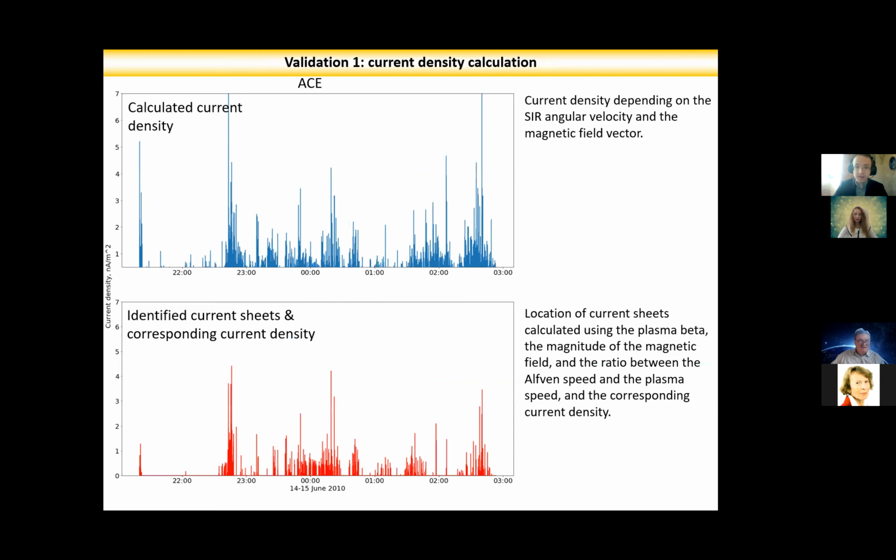But here's the comparison of the calculated current density and the current sheets our method has identified and their corresponding current density. As you can see, the location of the current sheets is largely the same, especially when it comes to identifying clusters of current sheets. The correlation overall for the two SARs we used to validate was around the 0.8 mark.